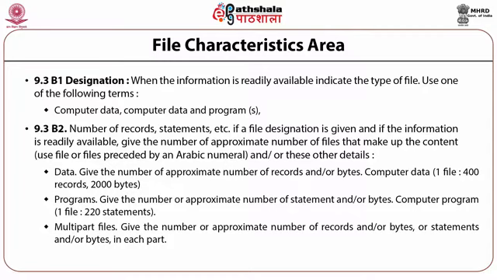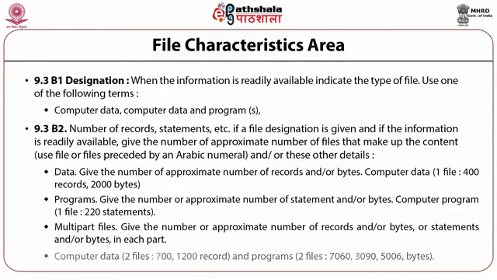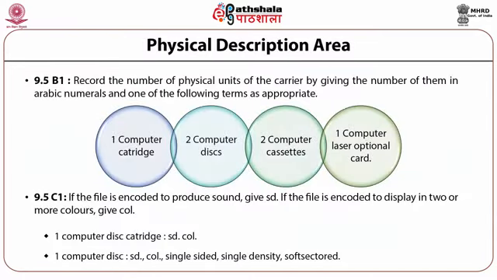Then I have given an example, computer data. Suppose two files, colon 700 records. I have already given the example of the programs. Then physical description. Here physical description is a little bit different from other sources. I am giving you just one simple example.